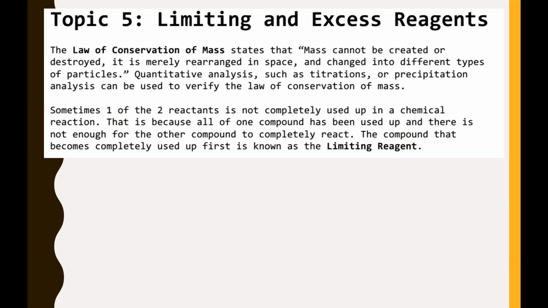But sometimes one of the two reactants is not completely used up in a chemical reaction. That is because all of one compound has been used up and there is not enough for the other compound to completely react. The compound that becomes completely used up first is known as the limiting reagent. The reason it's called limiting is, of course, it is just limiting how much of a chemical reaction can occur. If you had more of that limiting reagent, you wouldn't be so limited in how much chemical reaction would occur. So the one that gets completely used up is the limiting reagent. The one you have too much of, or have leftovers of, is called the excess reagent.